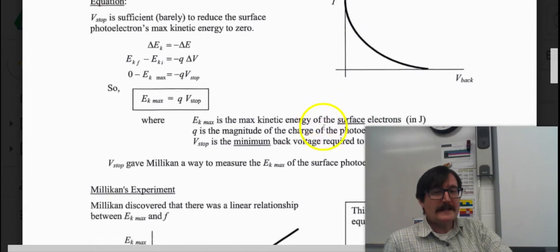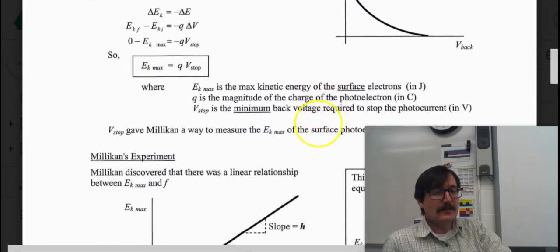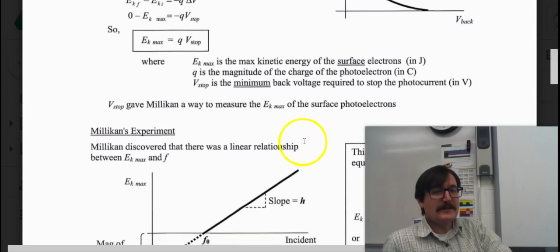Ek max is the max kinetic energy of the surface electrons in joules. Q is the magnitude of the charge of the photoelectrons in coulombs, the elementary charge. V stop is the minimum back voltage required to stop the photocurrent, in volts. V stop gave Millikan a way to measure the maximum kinetic energy of the surface photoelectrons.